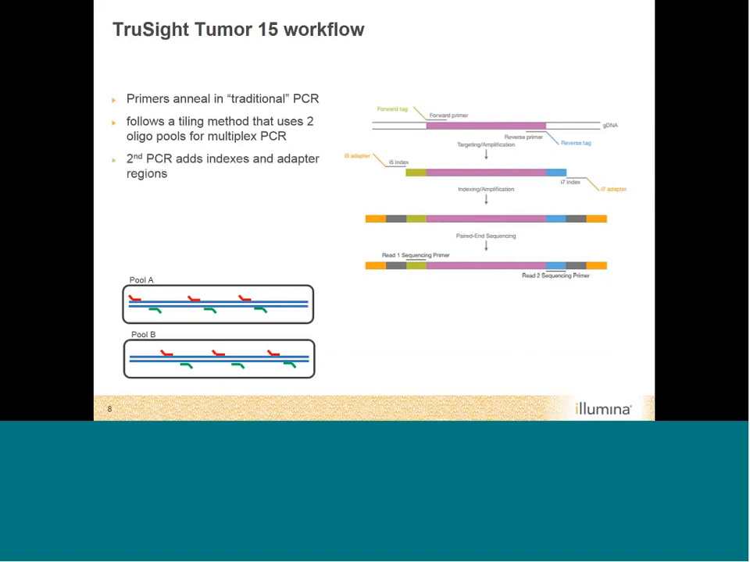The next step is a second PCR that now adds the indexes and the adapter regions. That's very similar to the classic workflow for Amplicon. And again, this gives us our uniquely tagged Amplicon library that's ready for sequencing.